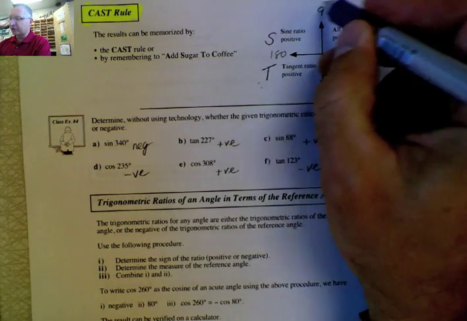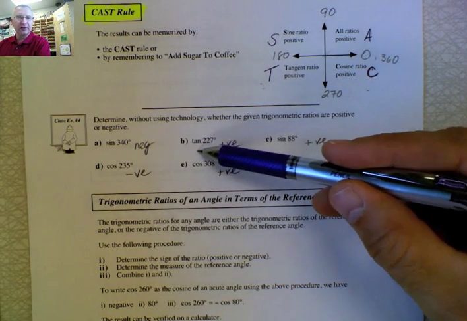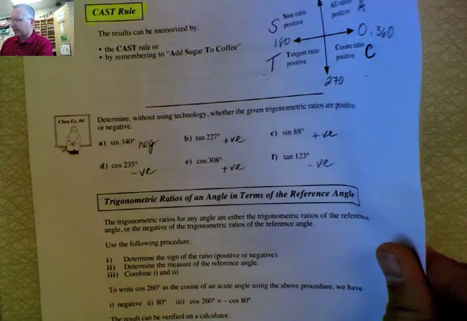So you should be able to use the cast rule and look at an angle as well as its trig function and tell me, will that angle be positive or negative in that particular quadrant?